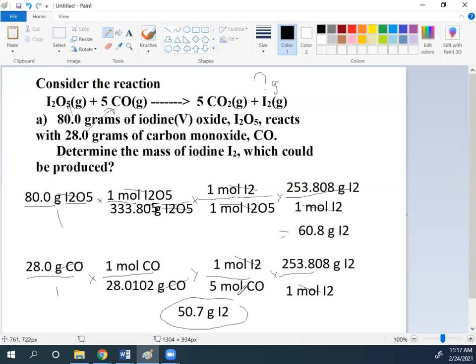It's not the limiting because it's not the smallest here, okay? CO is the limiting because it gave you the smallest number. Yes, ma'am. It gave you the smallest number. So CO is the limiting reactant because it gave you the smallest number. Don't assume, and this problem worked out this way, don't assume that because this number is bigger and this number is smaller, that CO is the limiting reactant. It won't always work out like that.